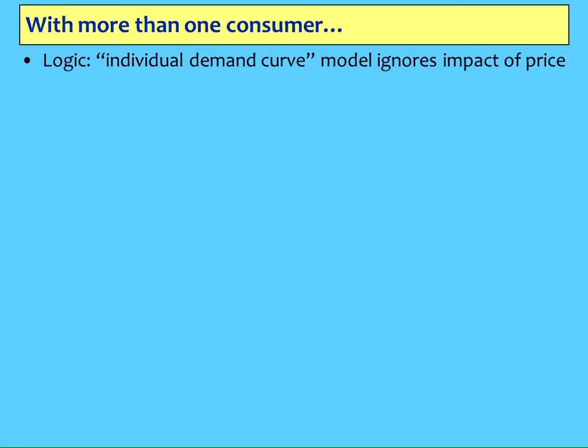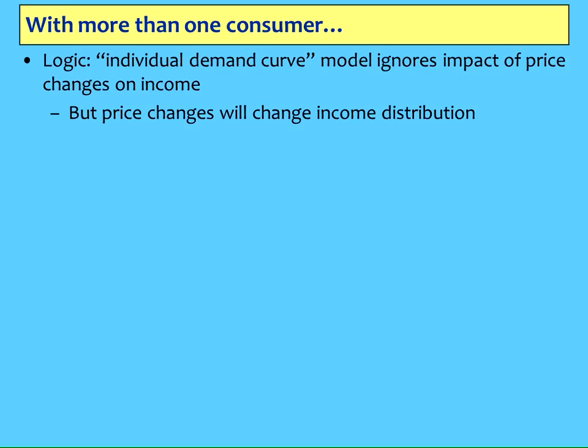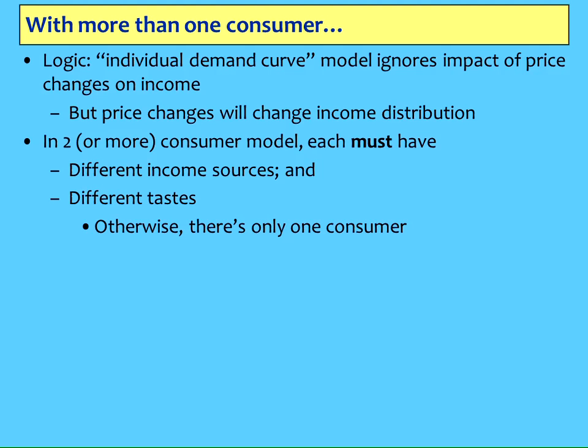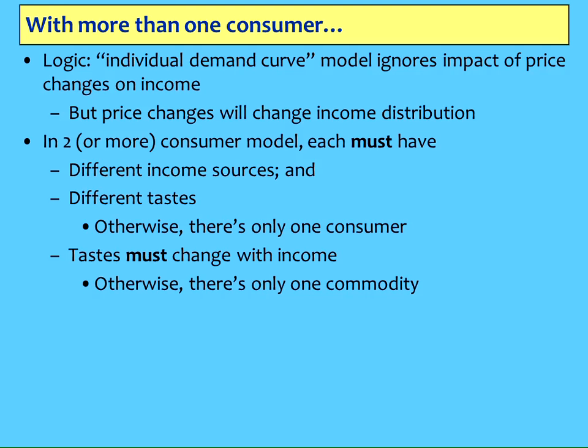analysing the macroeconomy. So going back to the starting point, deriving the individual condition ignores the impact of price changes on income. But of course, those price changes will change income. So let's start off, how do we set out the initial conditions? Let's say we assume that market demand curves do obey the law of demand. Then we have to say, how do we define multiple consumers and multiple commodities? Well, to have multiple consumers, we have to have different sources of income and different tastes, otherwise there's just one consumer. And the taste must change with income, otherwise there's only one commodity.